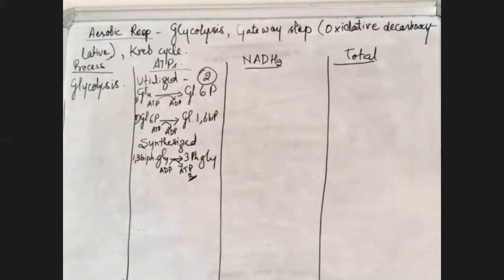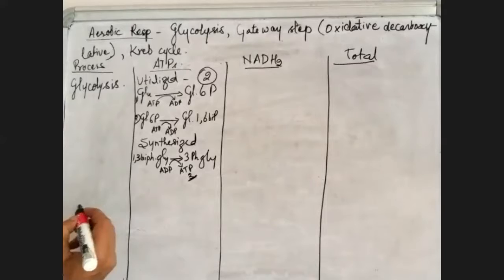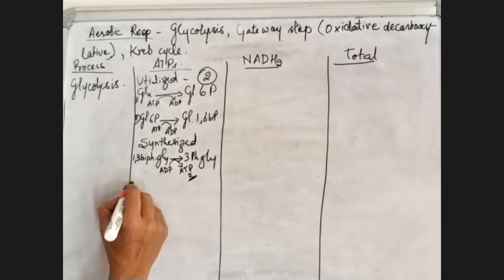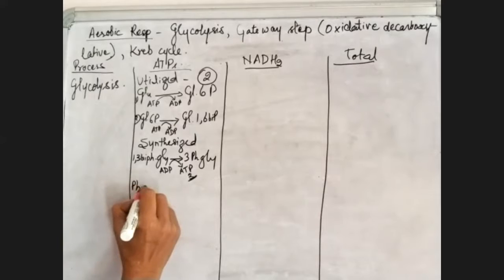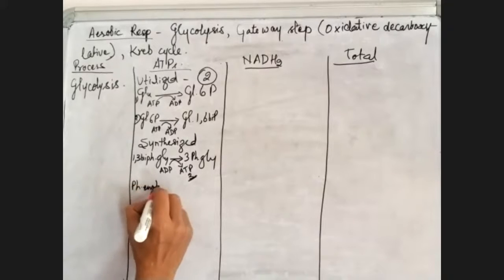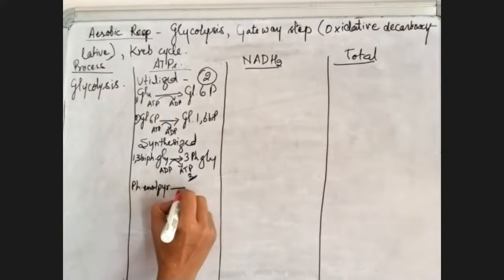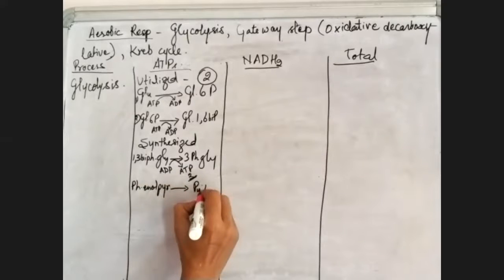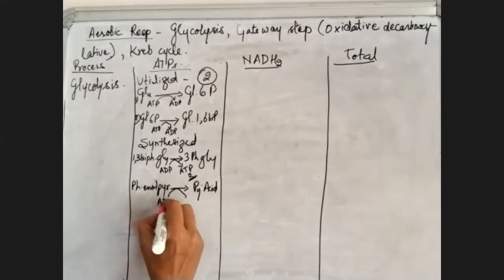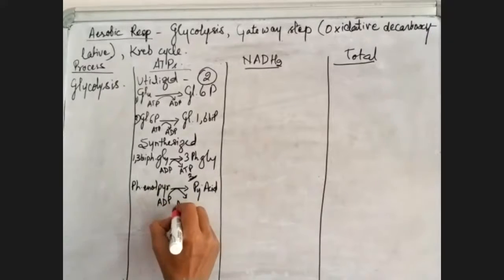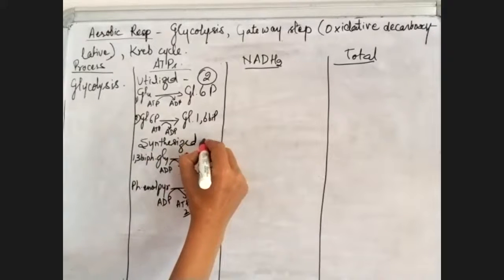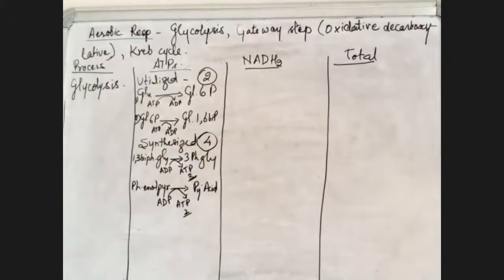Second step where ATP was synthesized was the last step, when phosphoenol pyruvate got converted into pyruvic acid. At that time, again, ADP received one inorganic phosphate and got converted into ATP. Again, here two molecules are formed. So in all, 4 ATPs were synthesized during these steps.